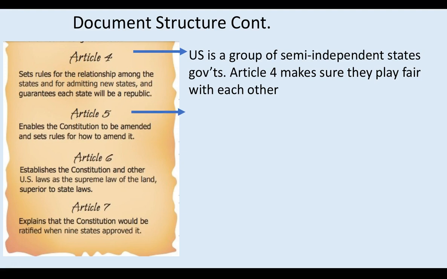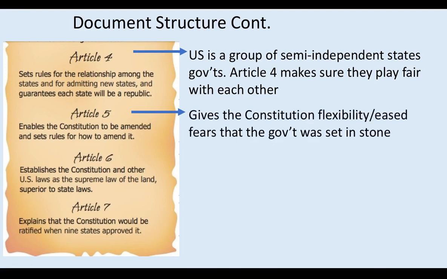Article 5 talks about giving the Constitution the ability to be amended. So at the time of its creation, one of the concerns was that the government would be set in stone. It wouldn't be able to change and alter with the times. So what we have here is an article that gave the Constitution flexibility and pretty much eased the fears of everybody who was thinking of signing it and ratifying it. So let's fill in what we're missing there.